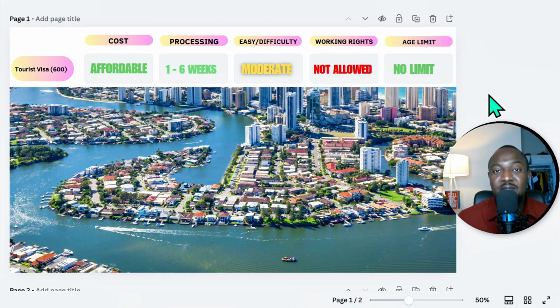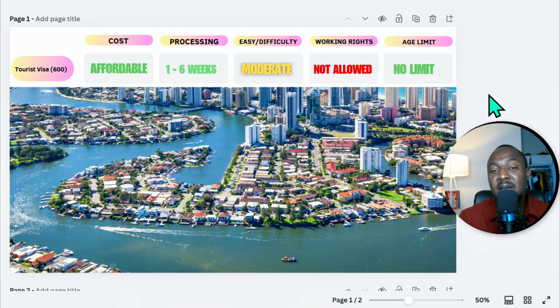Does this visa give you working rights? No. You are not allowed to work on visa subclass 600. You are coming here for a short stay, for a holiday. This visa does not allow you to work. What it does allow you to do is maybe study for up to 3 months.